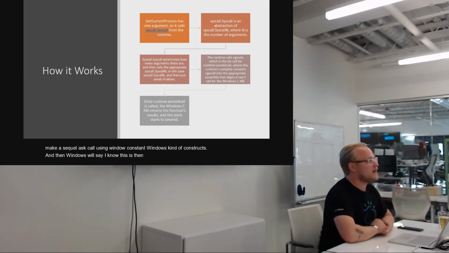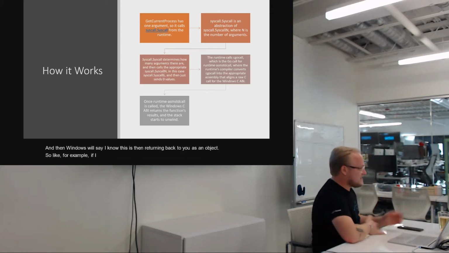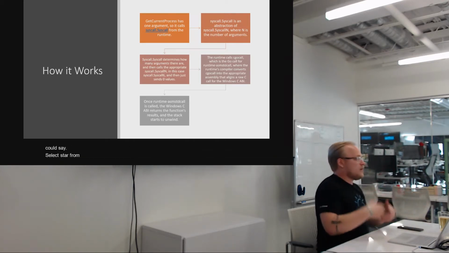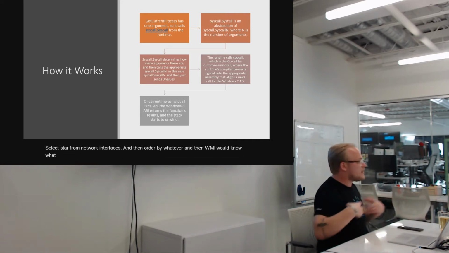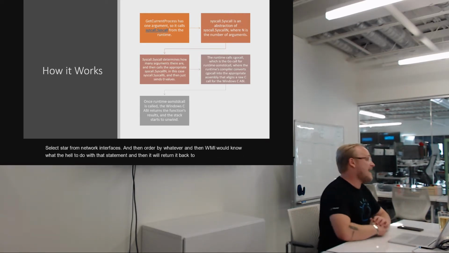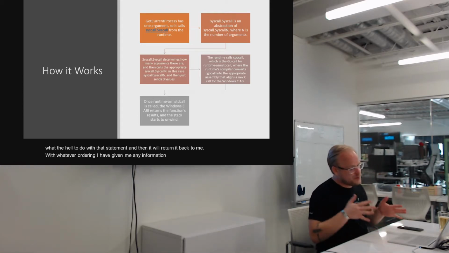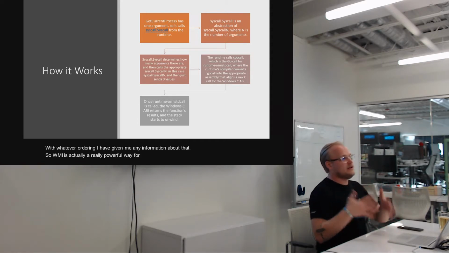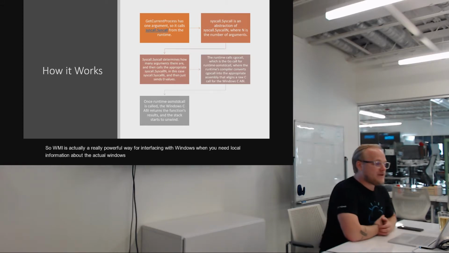as an object. So for example, if I wanted to look at all network interfaces, I could say, generically, select star from network interfaces, and then order by whatever. And then WMI would know what to do with that statement, and it would return it back to me with whatever ordering I have, and give me any information about that. So WMI is actually a really powerful way for interfacing with Windows when you need local information about the actual Windows configuration.